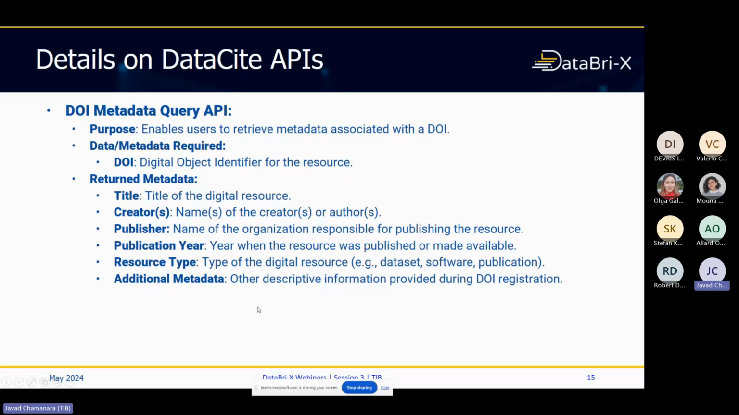Similarly for the metadata query API, basically you can define different queries, and based on that, you will get a list of DOIs matching that query, and then in the list of returned data, you will see again title, creator, publisher, or whatever that is registered for those DOIs.